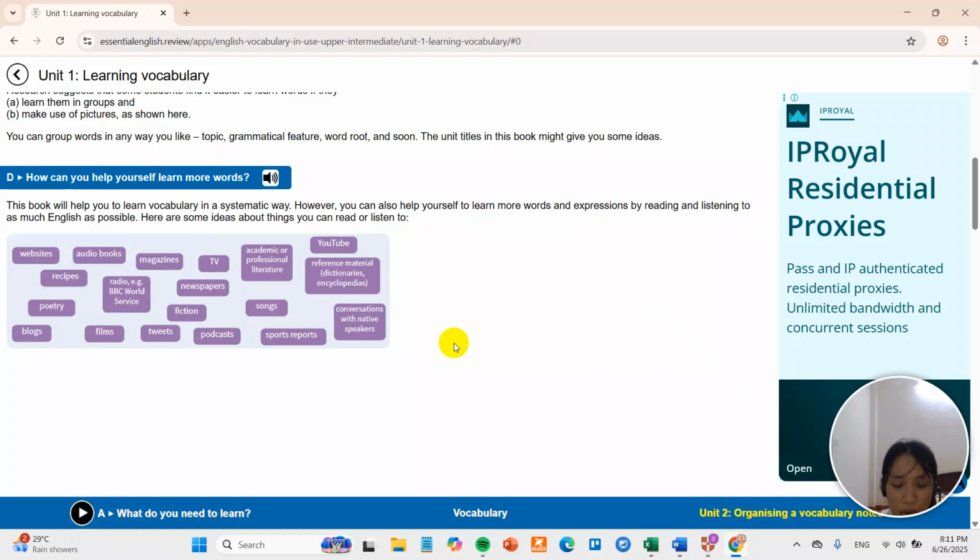poetry, academic or professional literature, reference materials, dictionary or encyclopedia, conversation with native speakers, magazines, tweets, TV, films, sports reports, songs, podcasts, radio, BBC World Service, fiction, newspaper.